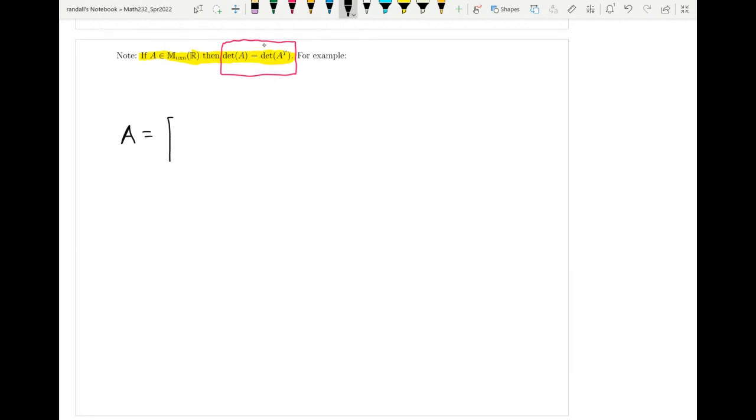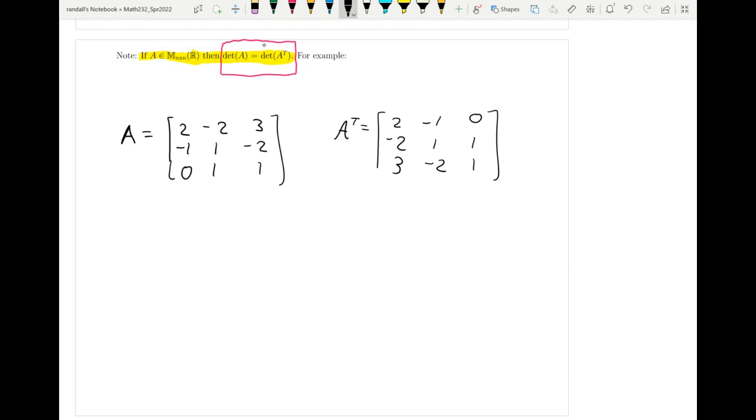Let's take an A that's 2, minus 2, 3, so a 3 by 3 matrix. And A transpose, as we know, is where we reflect the rows into columns. So minus 1, 1, minus 2, 0, 1, 1. So that's A and that's A transpose. This is what I was discussing before, but maybe we should start up here.